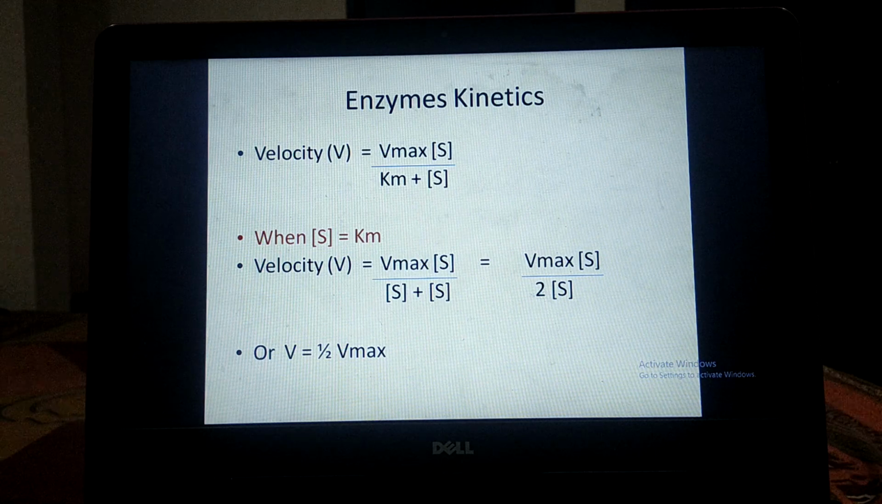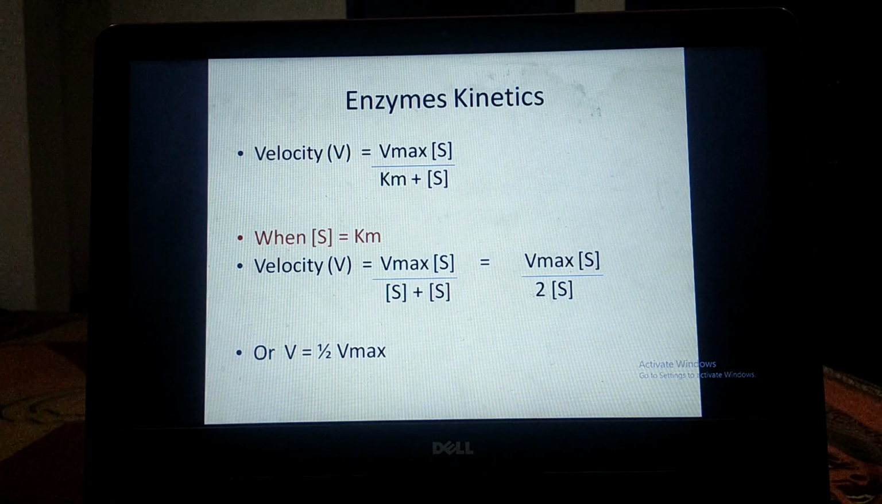But if we apply a condition in which we keep the substrate concentration equal to Km, then we will substitute the value of Km by substrate concentration. So the formula of velocity becomes Vmax into substrate concentration divided by substrate plus substrate concentration. Here we have replaced Km by substrate concentration. So this becomes Vmax into substrate concentration divided by 2 into substrate concentration. If we cancel the substrate concentration from numerator and denominator, then we will get Vmax by 2. That means half Vmax. So the velocity of the reaction we are getting as half of the maximum velocity.